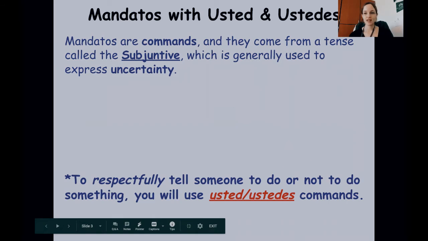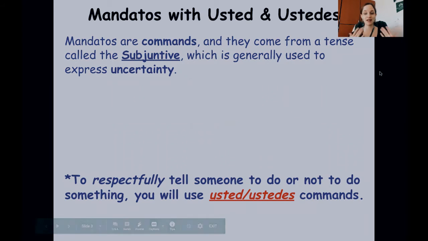Aquí hoy vamos a aprender de los mandatos, que son commands in español. All right, so commands in Spanish are called mandatos. Today we're going to focus on the usted and ustedes commands. So mandatos come from a tense called the subjunctive. You don't need to know too much about the subjunctive yet, except that it's used with uncertainty, right?